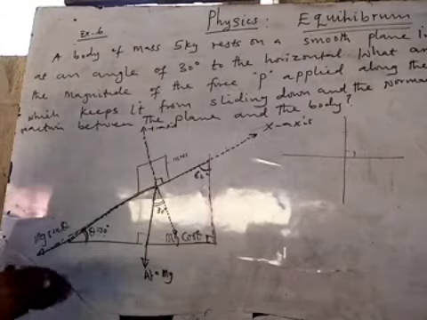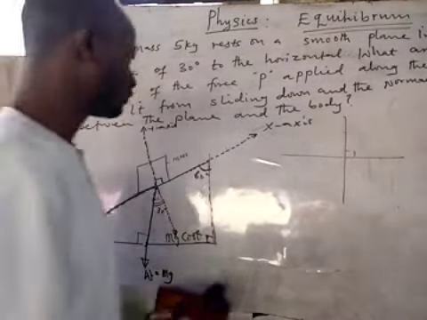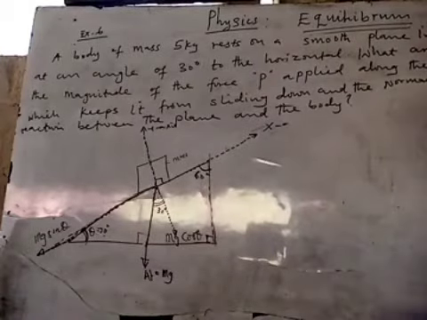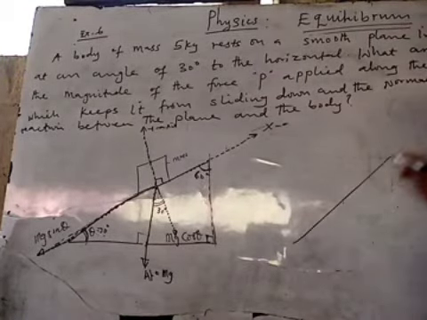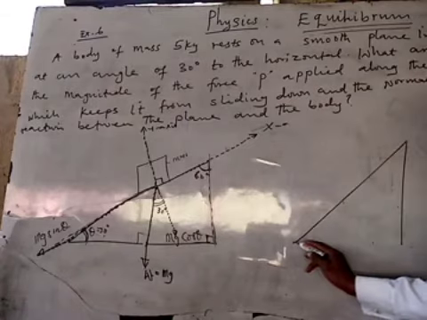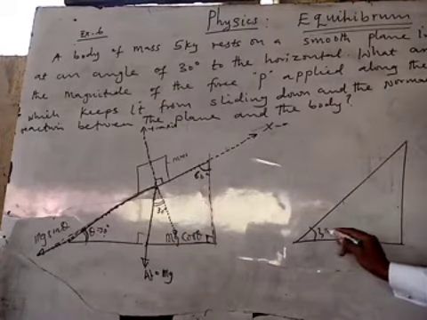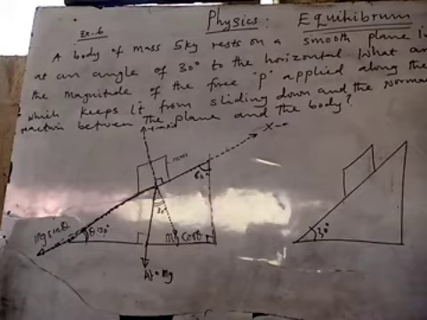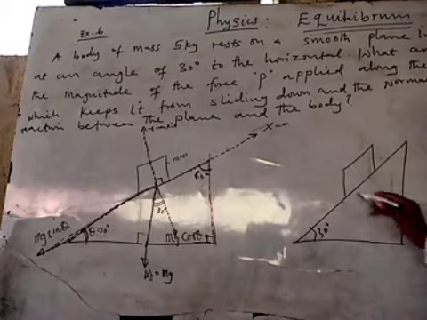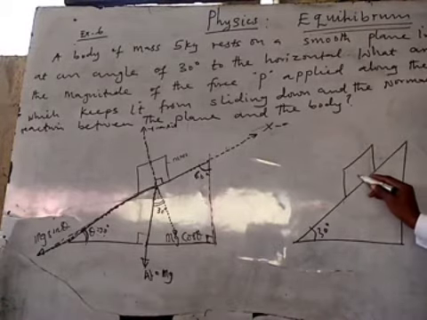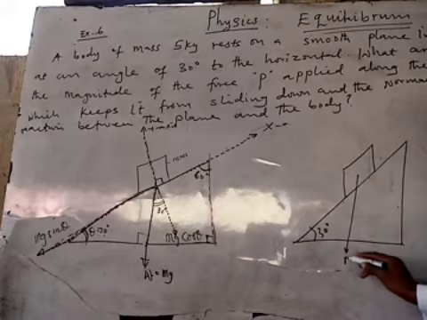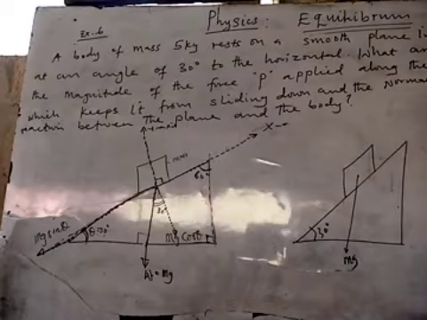So now, I am going to give a neater diagram of the forces acting on this body. I will reproduce my diagram. So this is my inclined plane. It is inclined at an angle of 30 degrees. And this is the body, having mass 5 kg. Now, of course, the body must have a weight, and the weight must act vertically downwards. Our mg acts downwards like this.